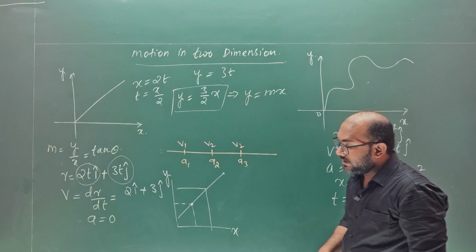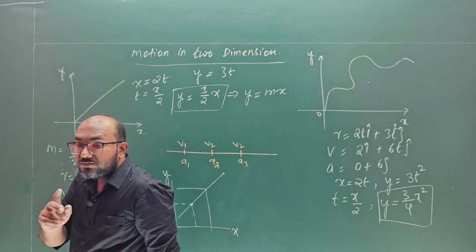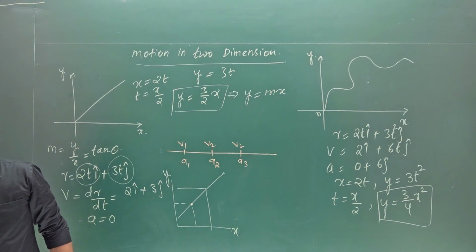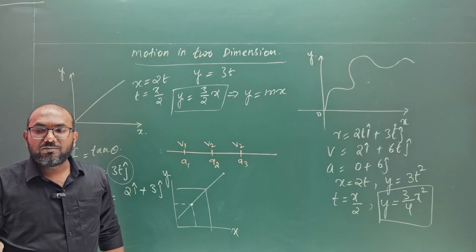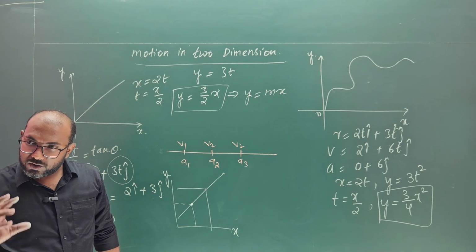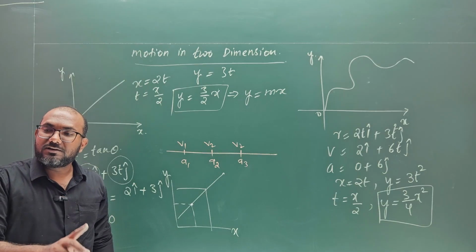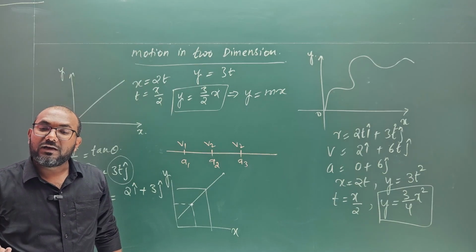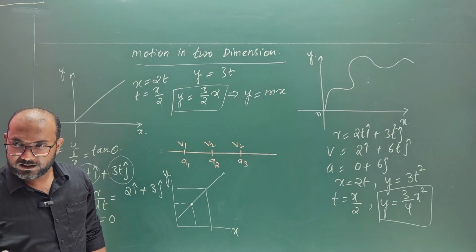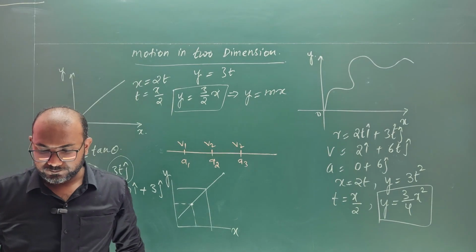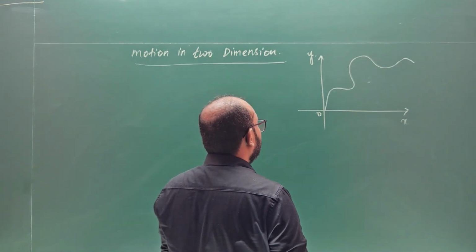What I am trying to say is that if the body is moving with 0 acceleration or with constant acceleration, the body can only move in two forms or two paths. Either it will be moving in a straight line or it will be moving in a parabolic form. Did I get my point across till here? Understood? Note down.